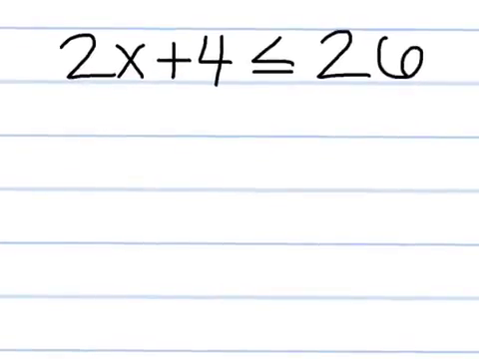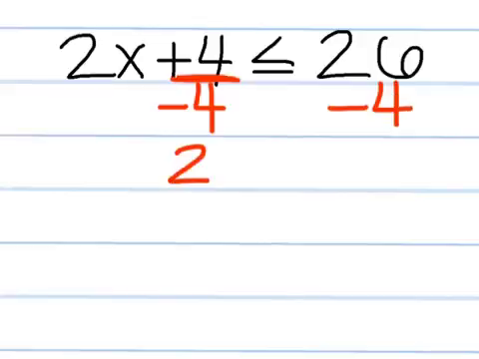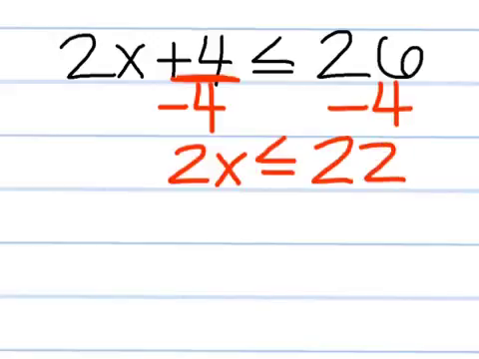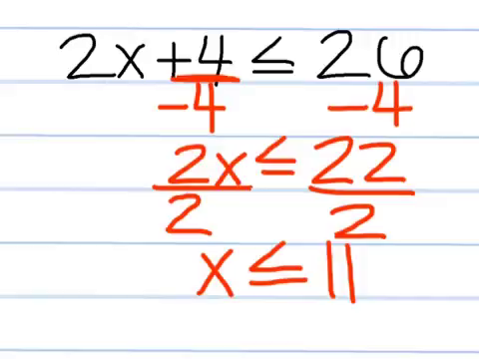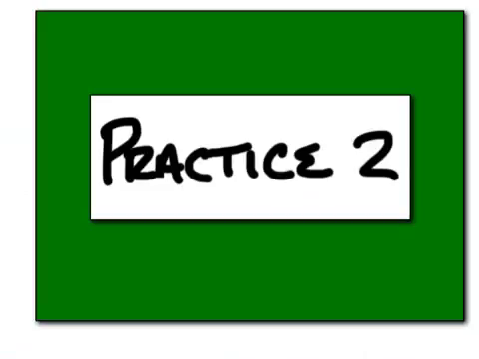Alright, solution for practice problem number 1. First thing we want to do is we want to get rid of our 4. Remember, we're trying to get our x by itself. It's a positive 4, so we're going to subtract 4 from both sides. We get 2x is less than or equal to 22. Next, we want to divide by our coefficient, which is the number in front of our x. And here it's 2. Since it's positive, we do not need to flip our inequality, so the inequality will stay the same. And our answer should be x is less than or equal to 11.